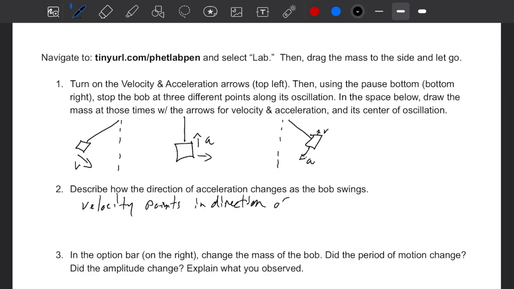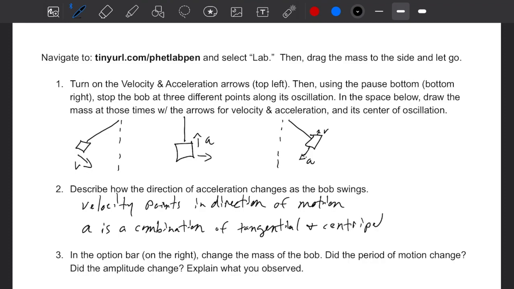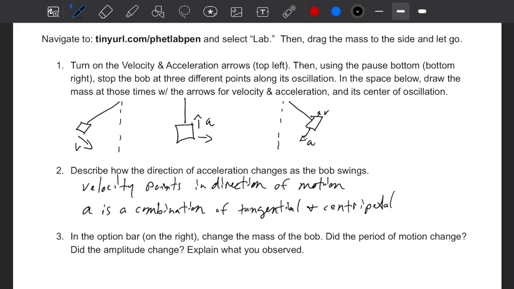And then at equilibrium, it's all centripetal. Describe how the direction of acceleration changes as the bob swings. Well, the velocity points in the direction of motion. The acceleration is a combination of the tangential and the centripetal. Tangential comes from the restoring force. We know the restoring force is 0 at equilibrium, it's maximum at amplitude. But the centripetal is v squared over r, maximum velocity at equilibrium, so you'd have maximal centripetal, that acceleration that keeps you moving in a circle.